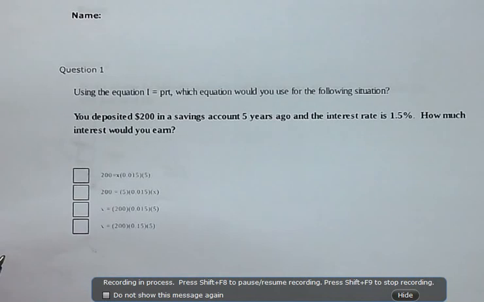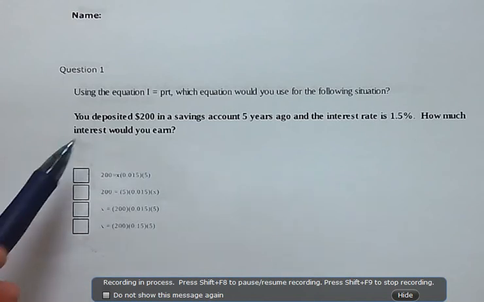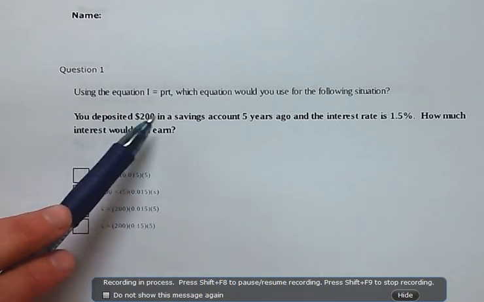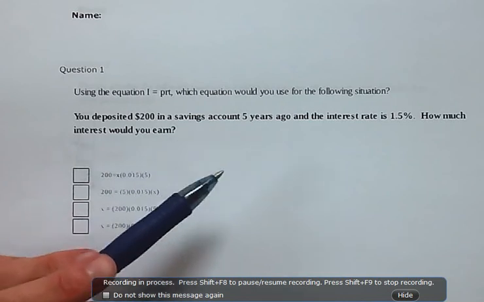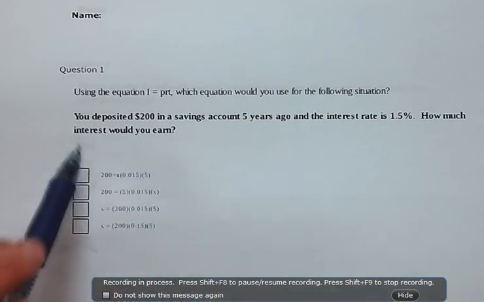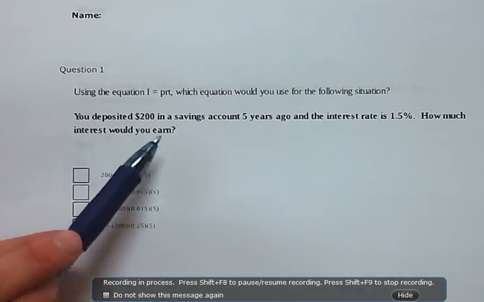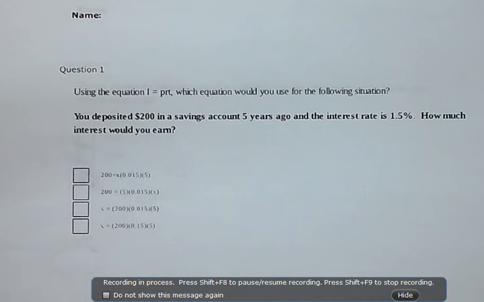Okay, in this video, you guys are going to learn how to solve the problems that you just saw in your skills test. So question 1 says, using the equation I equals PRT, which equation would you use for the following solution? The example says, you deposited $200 in a savings account 5 years ago and the interest rate is 1.5%. How much interest would you earn?